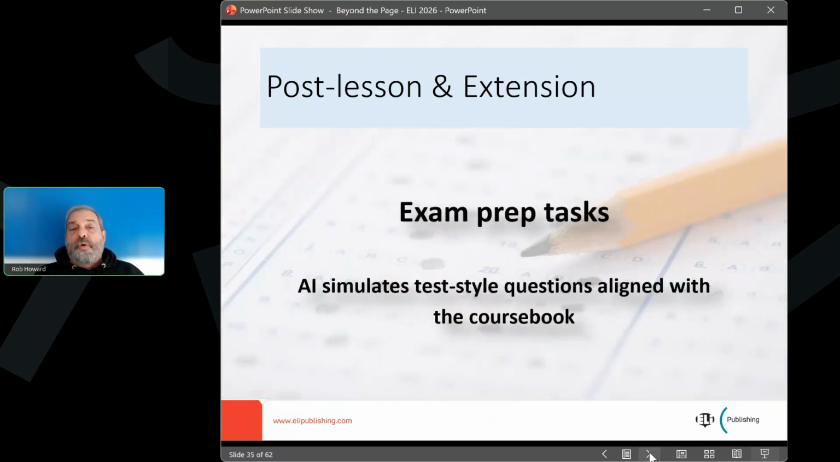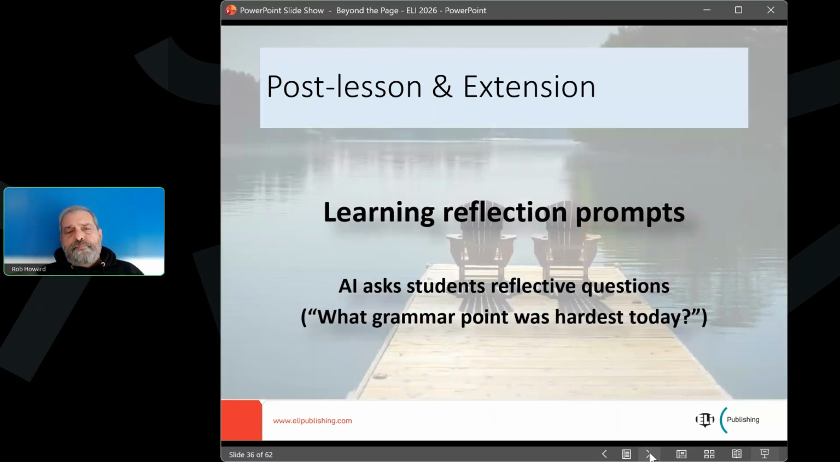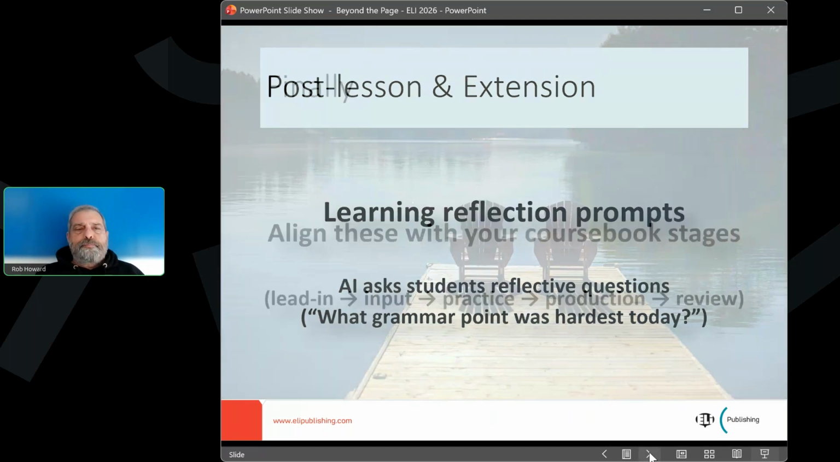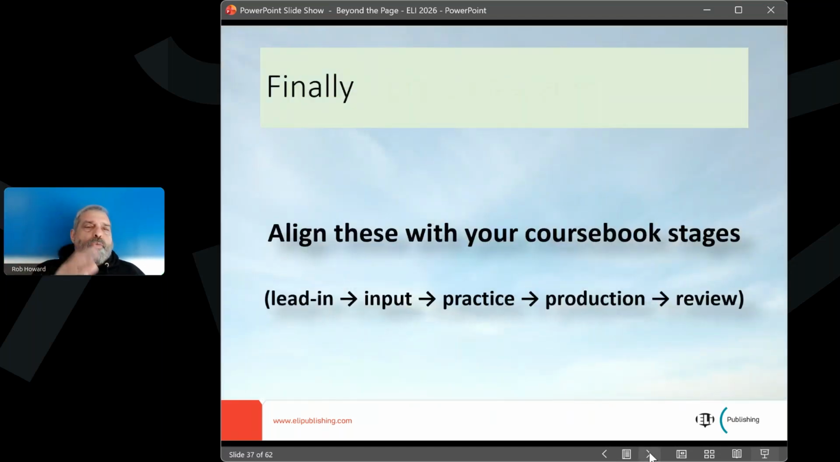AI simulated test questions. So if they have a big test coming up, give them a little short quiz based on the course book material. And then have AI ask them reflexive questions. And this is something that'll get them to think and personalize themselves so they get a better idea what they need to get help on. And again, what you want to do is align all of this with the different stages of the course book.